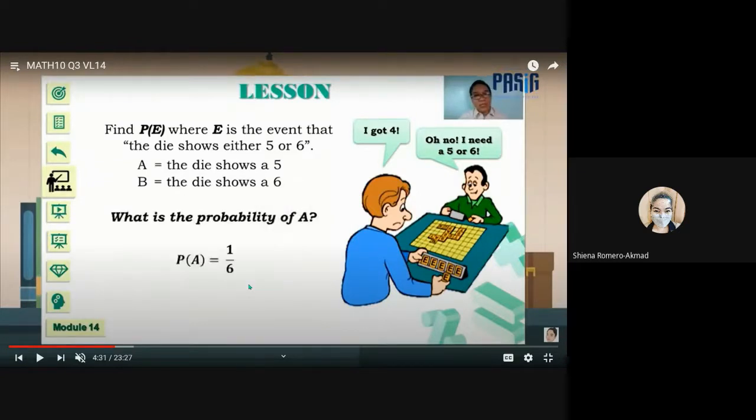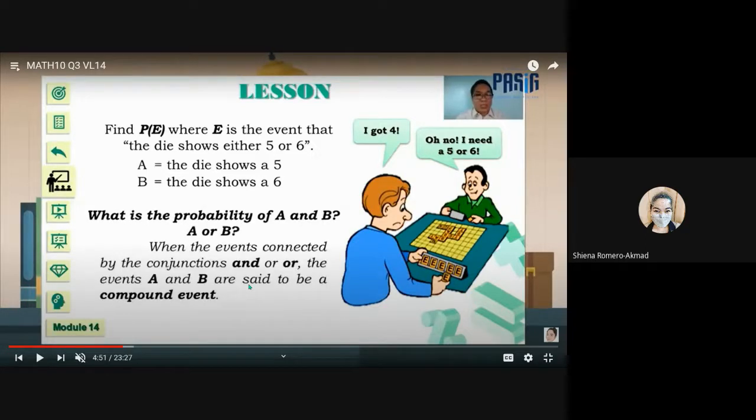Now, let's have the first event. Siyempre, out of 6, 1 of that is 5. So 1/6 yung probability na ang makuha natin ay 5. Ganon din sa B. 1/6 din. Okay? Now, how about the probability of A and B, A or B?